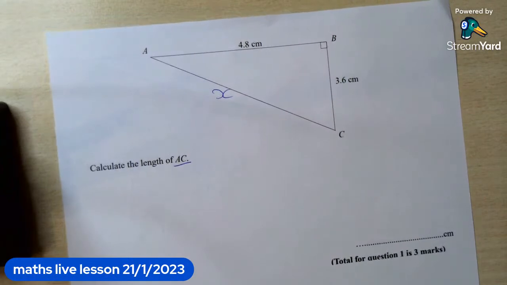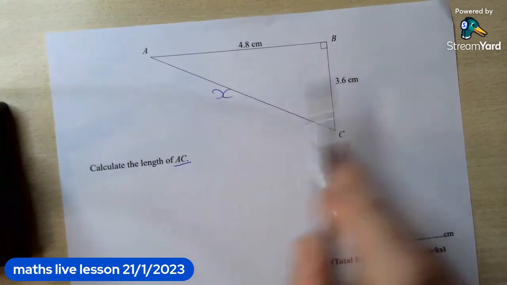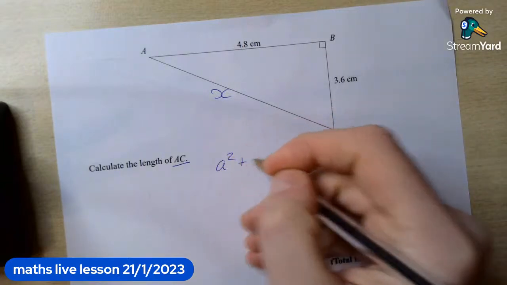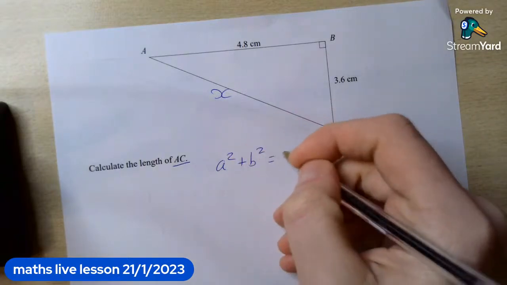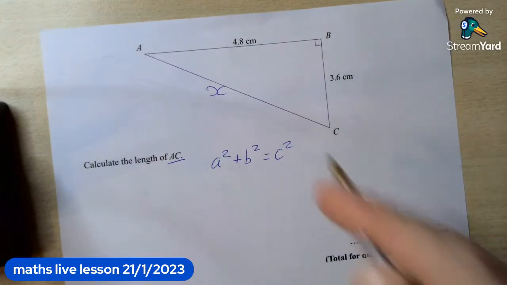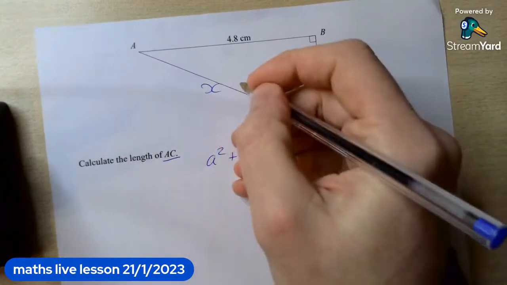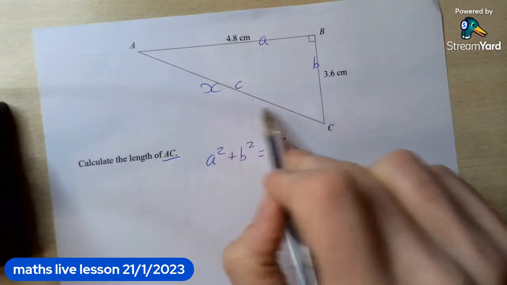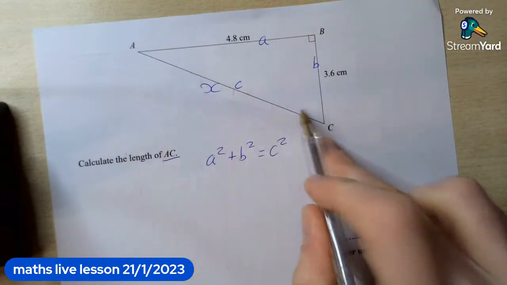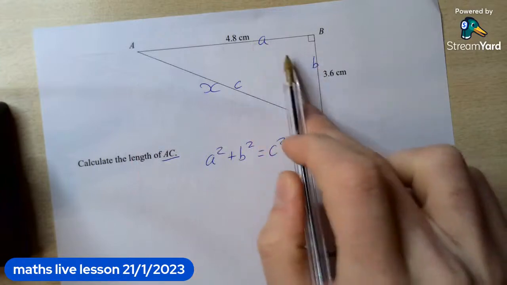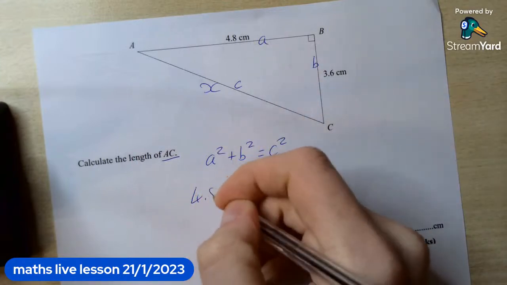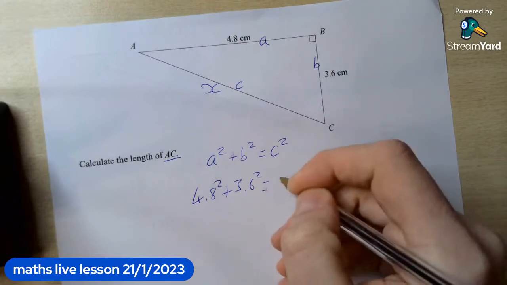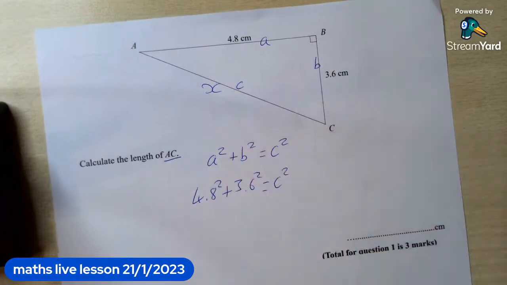So you then need to think, what do you need to do? Because you have two sides, and you want a missing side using Pythagoras, which is your A squared plus B squared equals C squared. So this one is always C, but it doesn't matter which way around these ones are. C is always the longest side, which is the hypotenuse. These ones, it doesn't matter. So then that'll be 4.8 squared plus 3.6 squared, which equals C squared, or X squared, doesn't really matter.